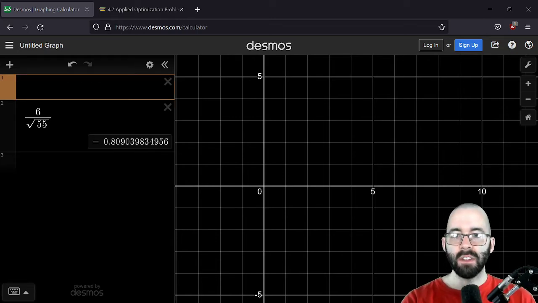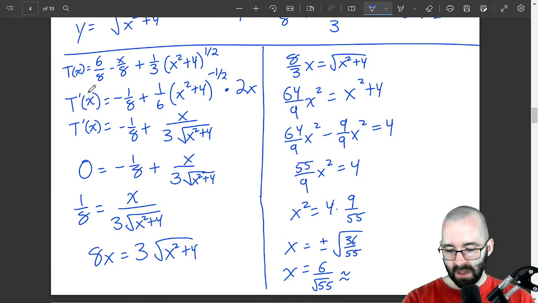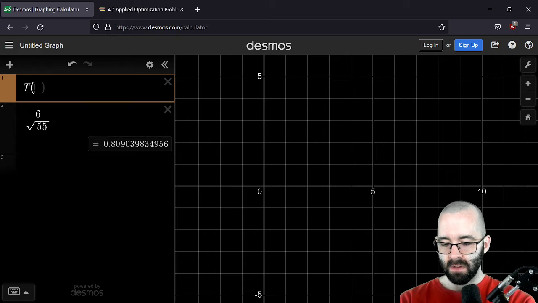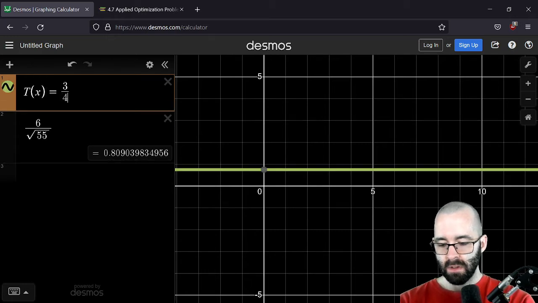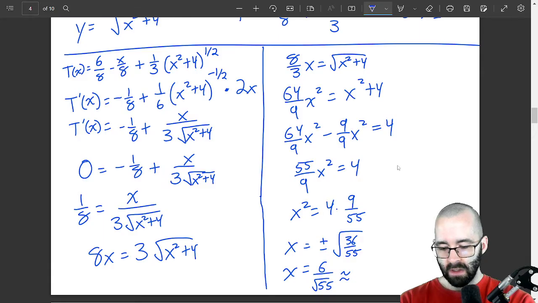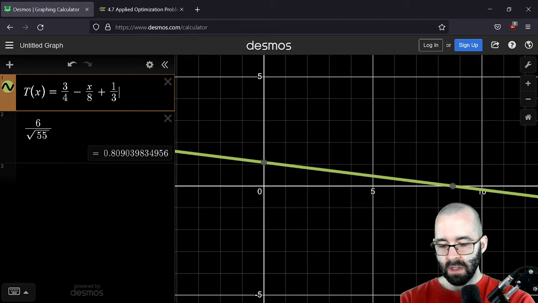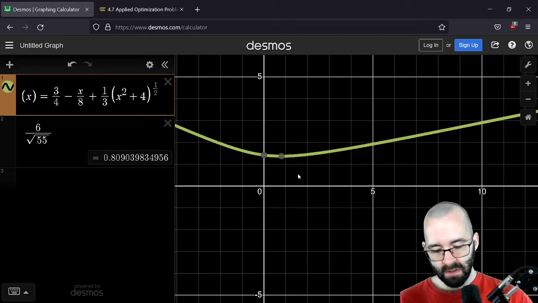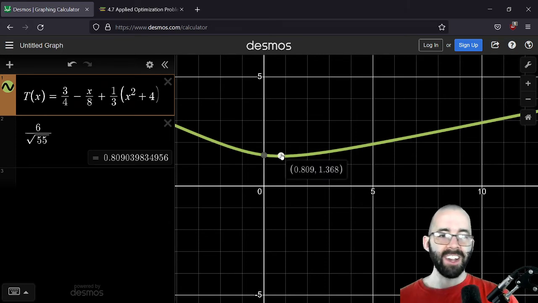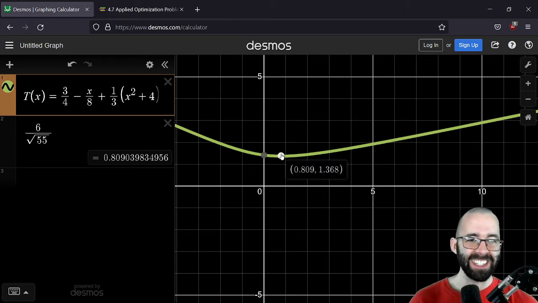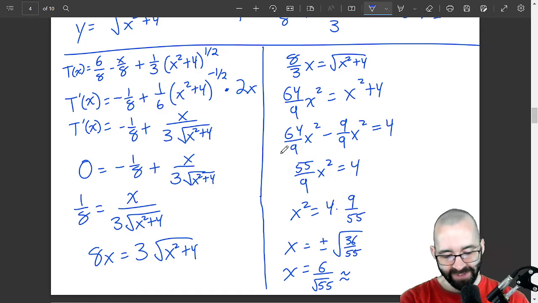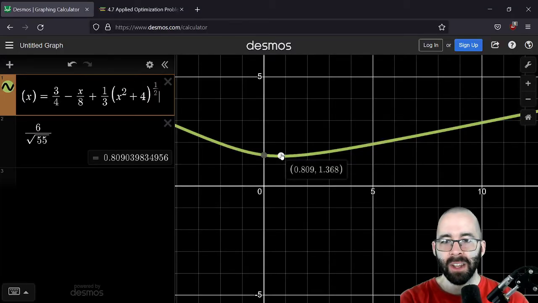Because our objective function, the thing we're trying to minimize, is 6/8, let's write that as 3/4, minus x over 8, plus 1/3 times the square root of x squared plus 4. Oh, all right, that is what we were expecting. Good use of the graph here. So that's where our critical point is. It's about 0.809.